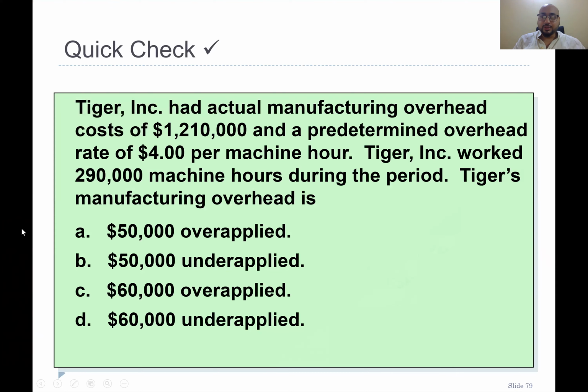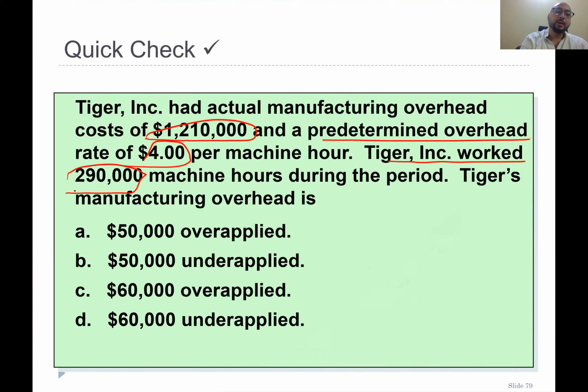So now we have a quick check. Let's solve this one together. We have Tiger Incorporation, which had actual manufacturing overhead cost of 1.21 million, and a predetermined overhead rate of 4 per machine hour, right? The Tiger worked 290,000 machine hours during this period.